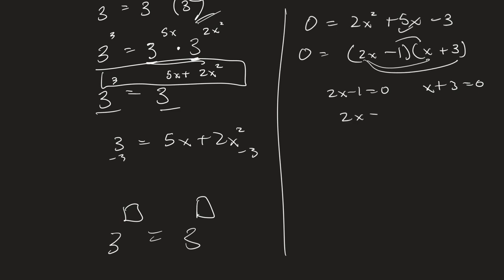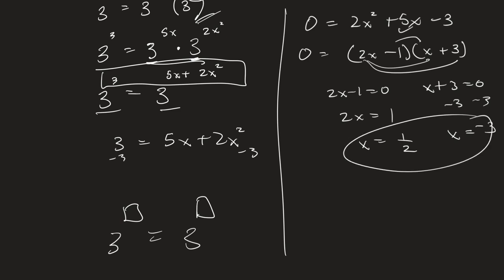So 2x equals 1, adding 1 to both sides, and then dividing both sides by 2. And on this one, just subtract 3 on both sides. So x equals negative 3. So you'll have two answers there.